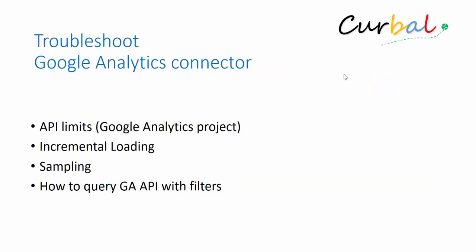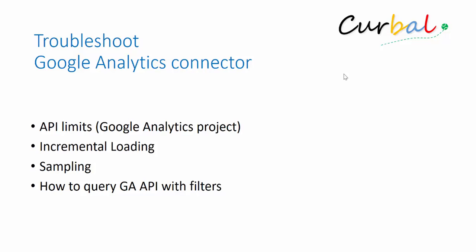So what we will talk about is API limits, Google Analytics API limits. I'm sure you've got that email that says that you hit the limit and Power BI cannot refresh your report. So we're going to talk about why that happens and how the Google Analytics connector is set up, so you understand a little bit more of that. We are also going to talk about incremental loading, what that is and why that is a problem for Power BI and connecting to APIs.